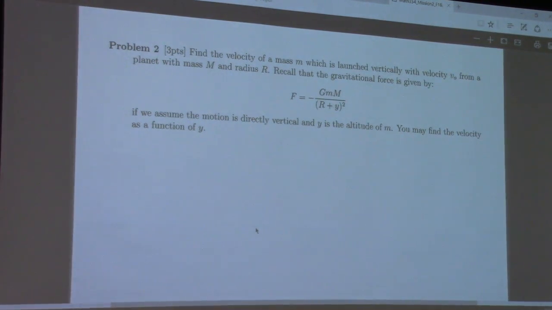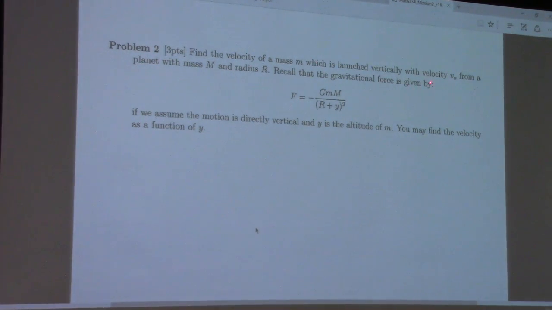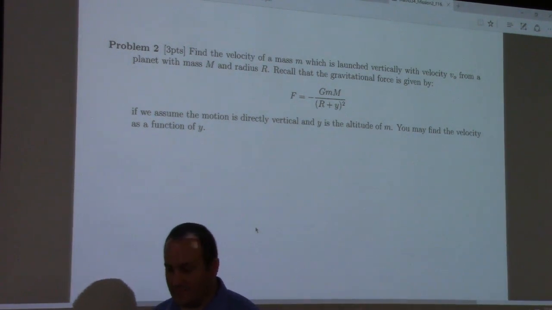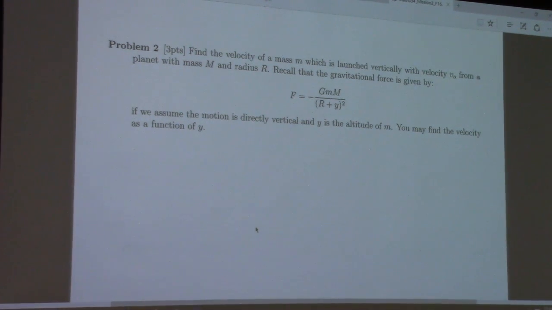Here, number 2, you're supposed to find the velocity of a mass m, which is launched vertically with velocity v naught from a planet with mass M and radius R. Recall the gravitational force is given by this. Assume the motion's directly vertical and y is the altitude of m. You may find the velocity as a function of y. Let me restate that. Find the velocity as a function of y. So maybe we can walk through how to set this thing up.